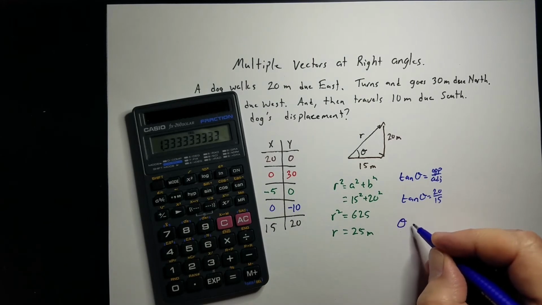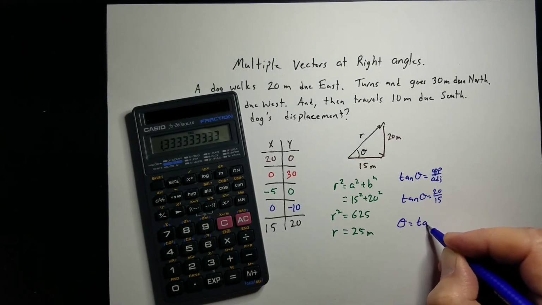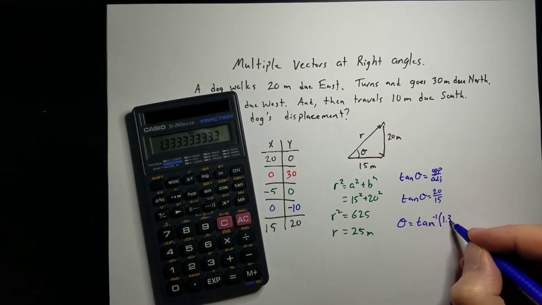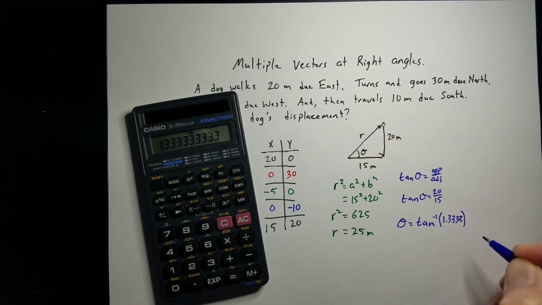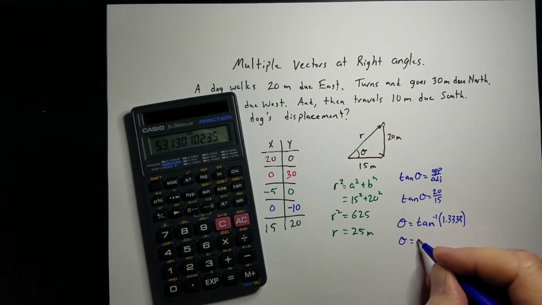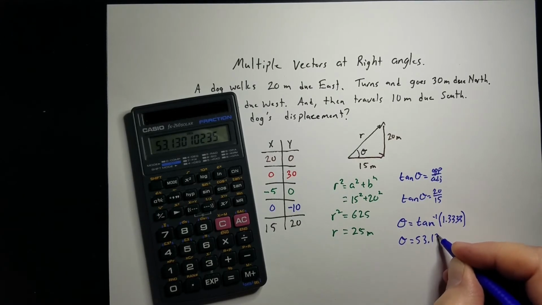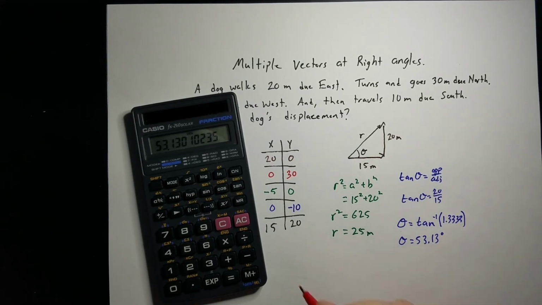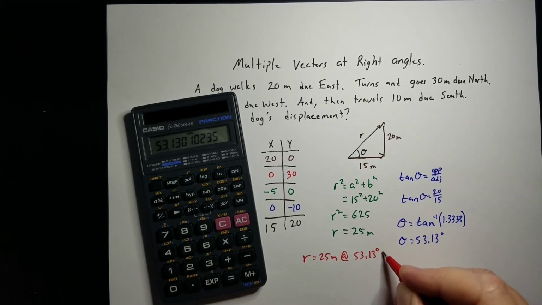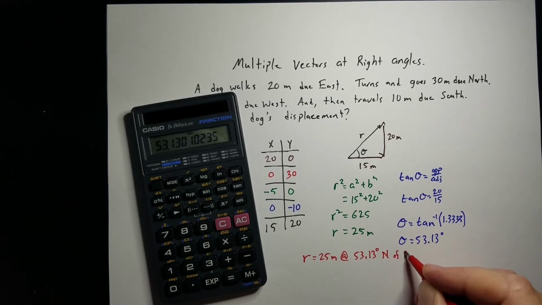And we want the angle, so we're going to use the arctangent or inverse tangent, whichever one you prefer to call it, of that. And we get that theta is 53.13 degrees. So we get a resolution of 25 meters at 53.13 degrees north of east.